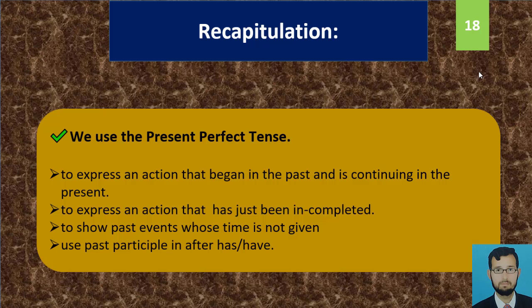Now the recapitulation of today's learning. We use the present perfect tense to express an action that began in the past and is continuing in the present, to express an action that has just been completed, and to show past events whose time is not given. Use the past participle after has or have.